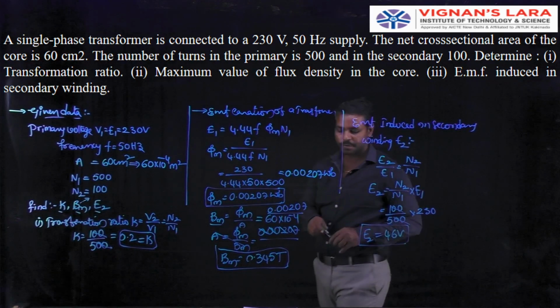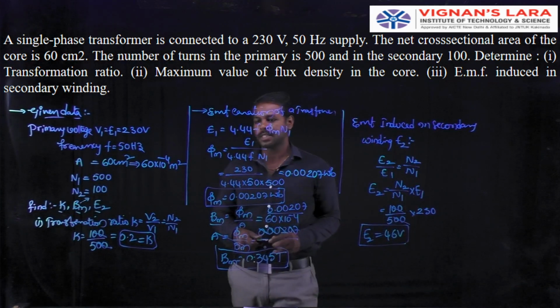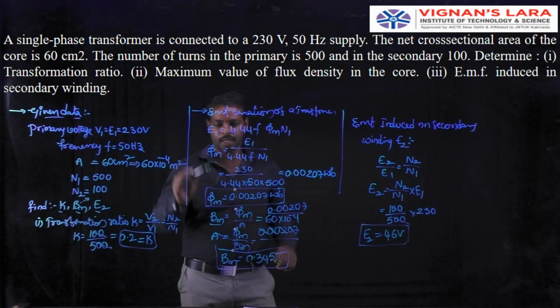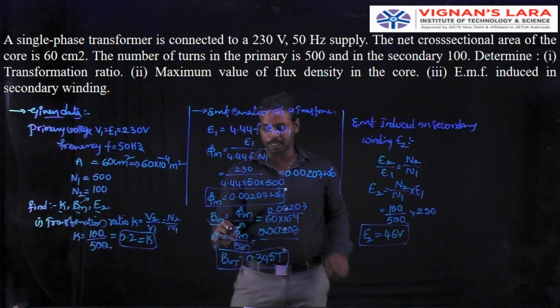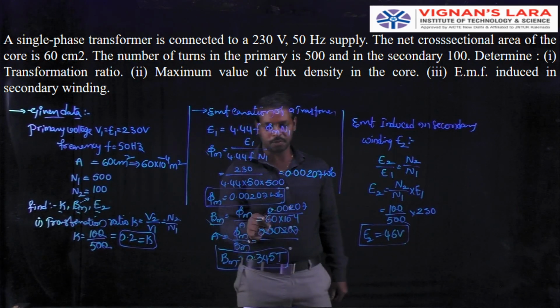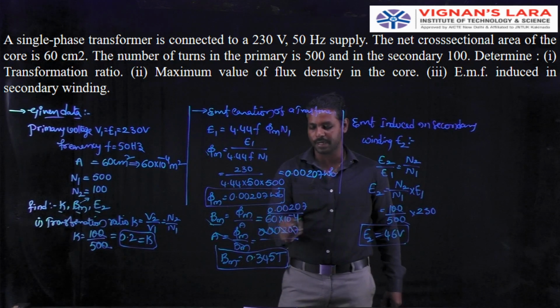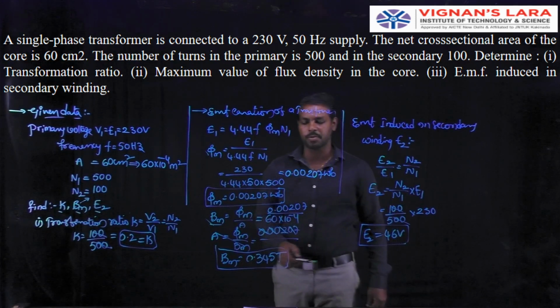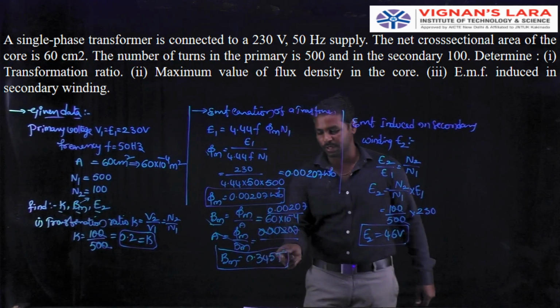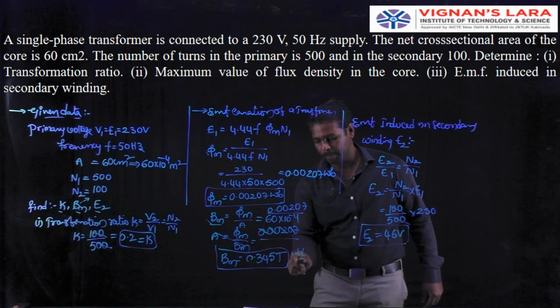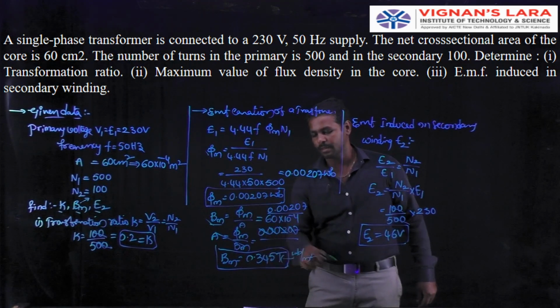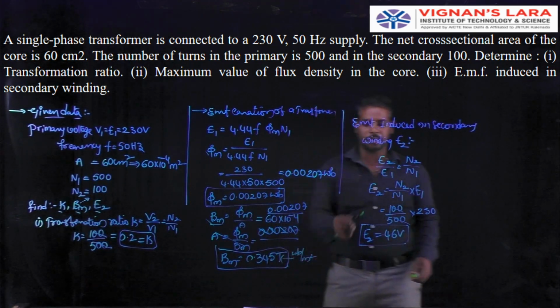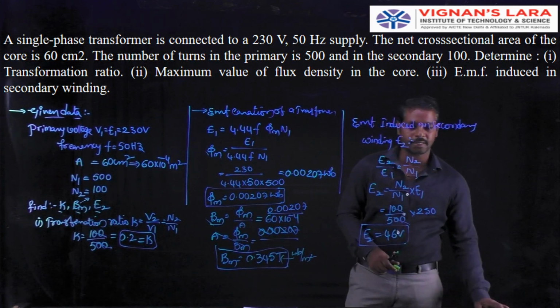So by using the given expressions, first of all phi m value, and flux density is equal to flux per unit area. So phi m is equal to 0.00207 divided by 60 into 10 power minus 4 meter square, which is equal to Weber per meter square, which is represented in Tesla. Finally E2 is equal to 46 volts.